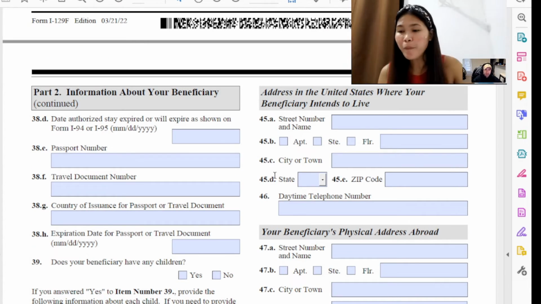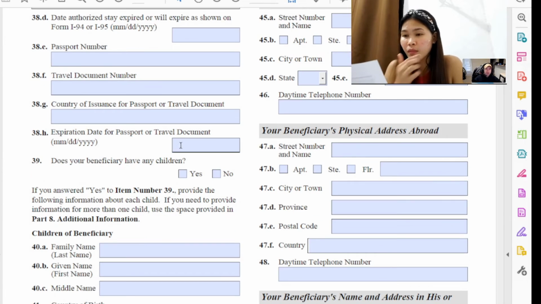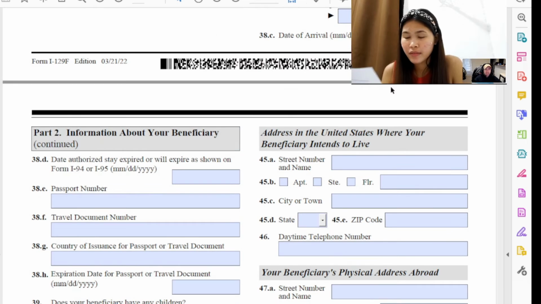Continuing with beneficiary information, Part two, which would be part 2 here. Still, it says date authorized for your stay. That's if you were able to be in the United States. If you answered yes to item number 39, right here, do you have any children? That's why you can't skip around, guys. You gotta read each one of them. Is this NA? Is this NA?